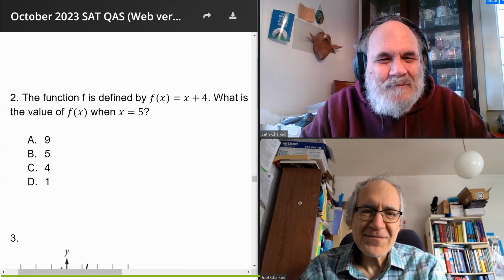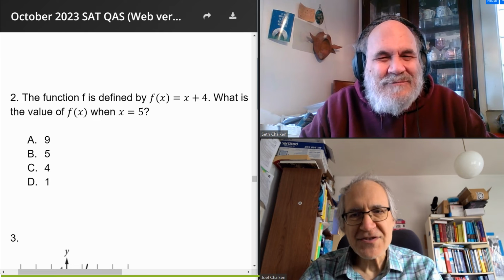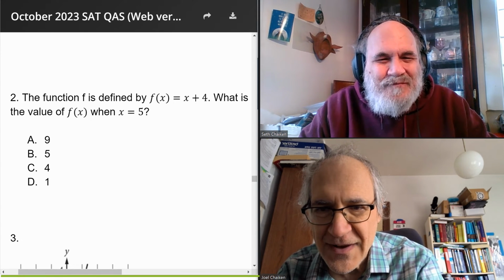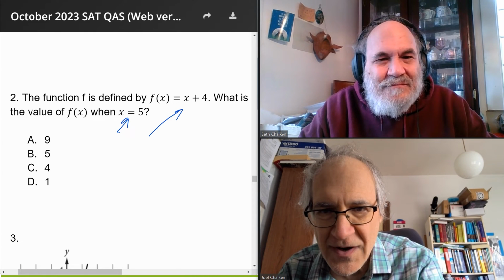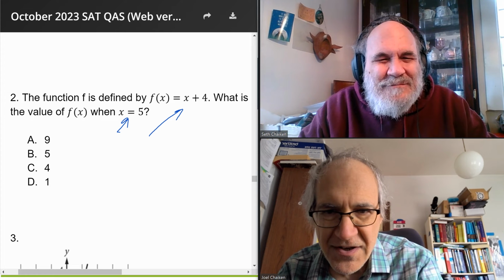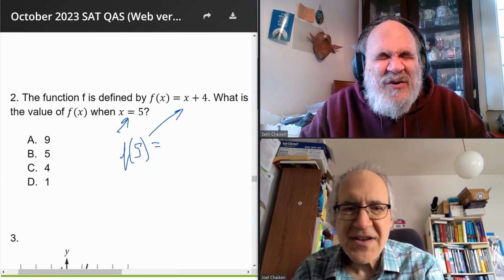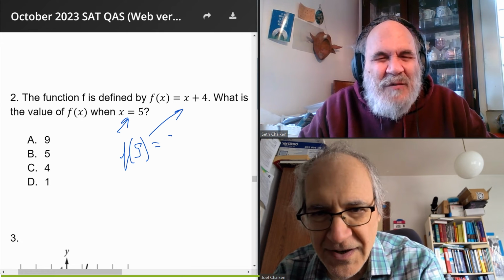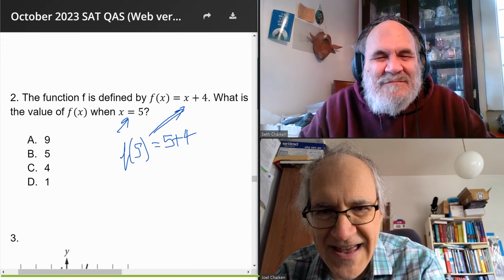So you just have to know what the notation means. The notation means that when x is 5, you plug 5 into this equation and see what it results in. So what does plug 5 into this equation mean? Substitute or replace. Replace what? The plus? Replace the x.